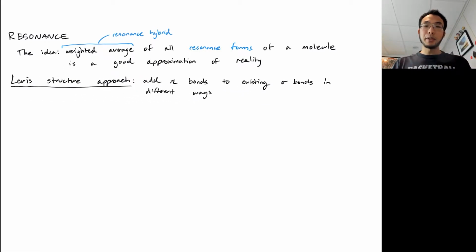I think it's important to go over the way you might have learned this in the past. The Lewis structure approach to resonance is to take a group of atoms that have been sigma bonded together and then add in pi bonds until you can do it differently. Right? So what I mean is many people learn it like this. So let's look at an example for the NO3 anion.